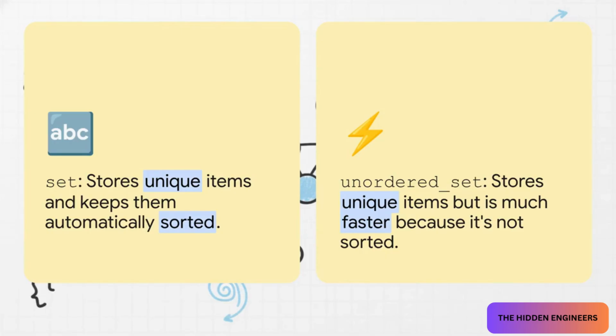All right, let's talk about keeping things unique. What if you need a list of items where you just can't have any duplicates? Well, you've got two main choices. A set will store only unique items, and key feature, it keeps them automatically sorted for you. An unordered set also only stores unique items, but it's way, way faster because it doesn't care about order. So the trade-off is super simple. Do you need order, or do you need speed? Most of the time, you need speed.